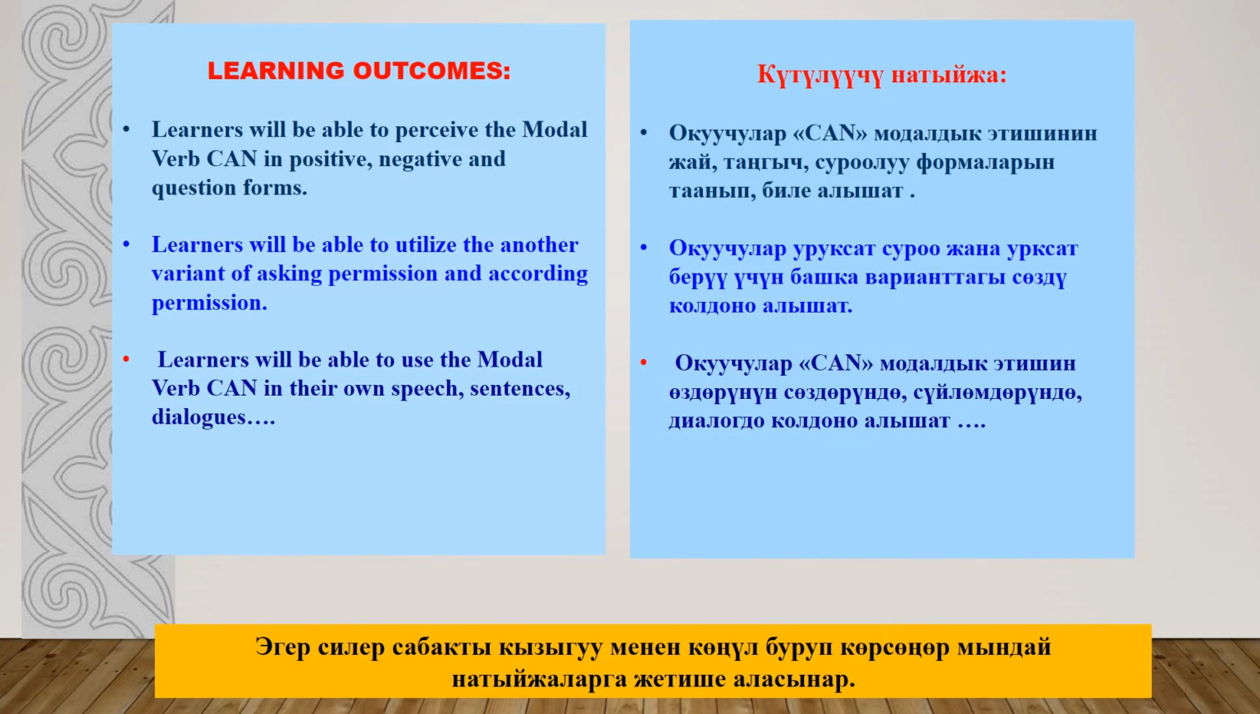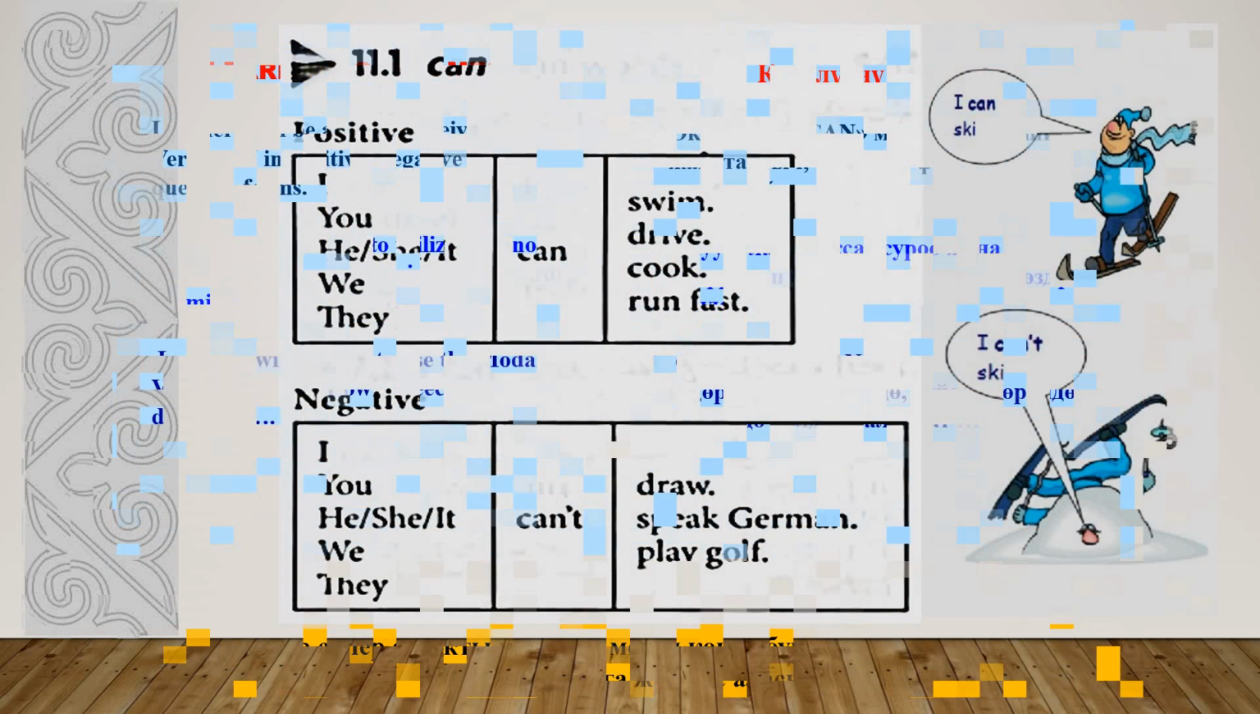If you learn this lesson attentively with interest, you will reach these learning outcomes. You will be able to perceive the modal verb can in positive, negative, and question forms. You will be able to utilize another variant of asking permission and according permission. You will be able to use the modal verb can in your own speech, sentences, dialogues, etc.